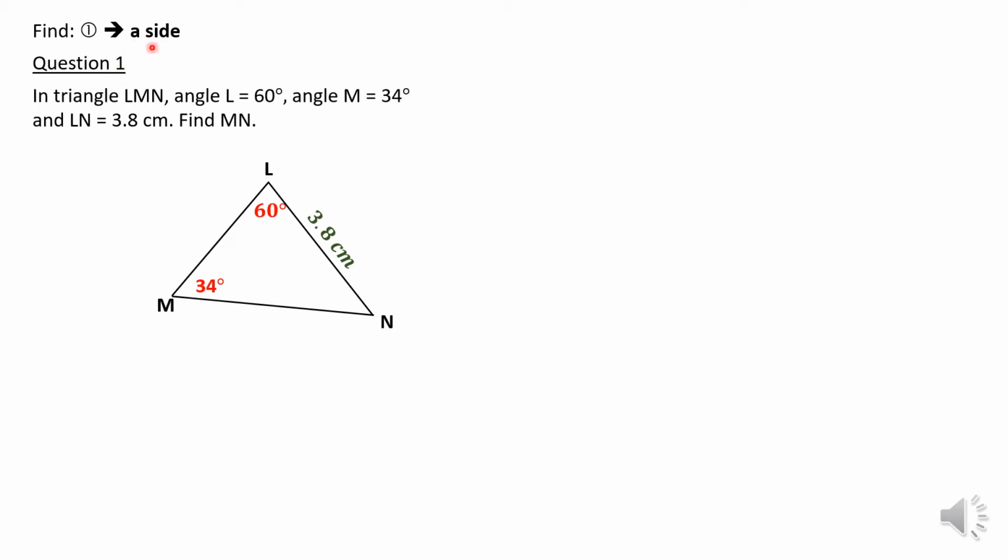Right, so when I want to find a side, I must have two angles with a side that is not included in between. So I have a full pair here. I have an angle with a side opposite that angle. And so I will say MN over sine 60, because MN is opposite that 60 degrees, is equal to 3.8 over sine 34. Do you realize that when I'm looking for the sides, I put the sides on top? When I look for the sides, I put the sides on top. And later on, when we look for the angle, I'll put the sine of the angle on top.